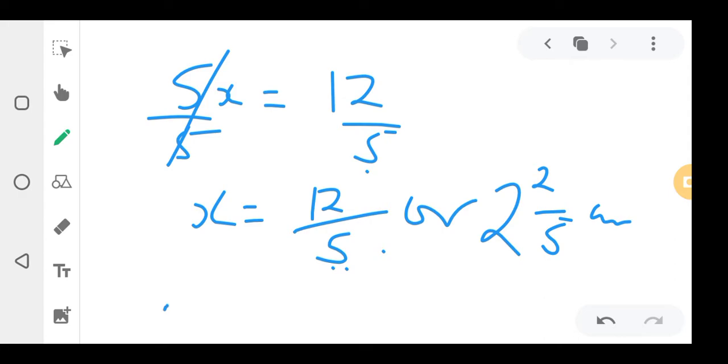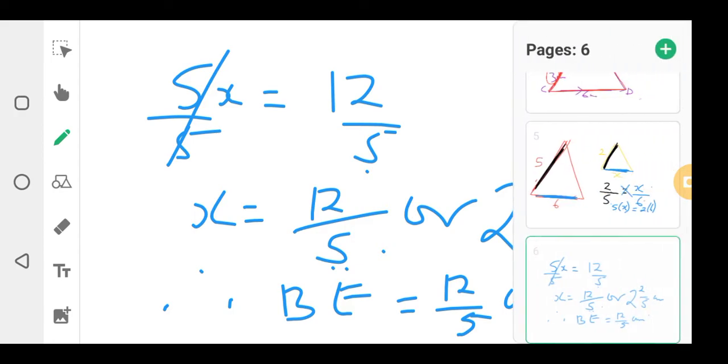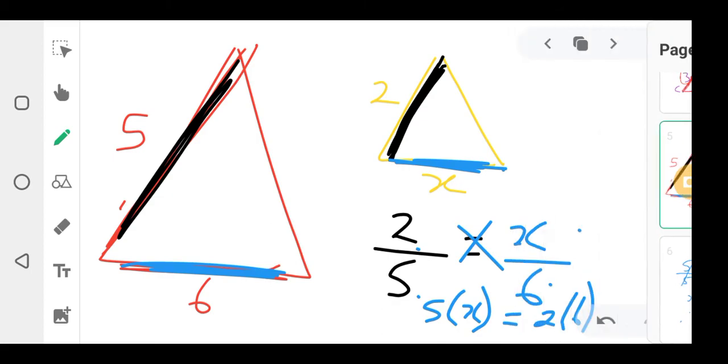So we say, therefore, BE is equal to 12 over 5 centimeters. Because that is the x, BE is the x. This x here, from here to here, is BE. So BE is equal to 12 over 5.